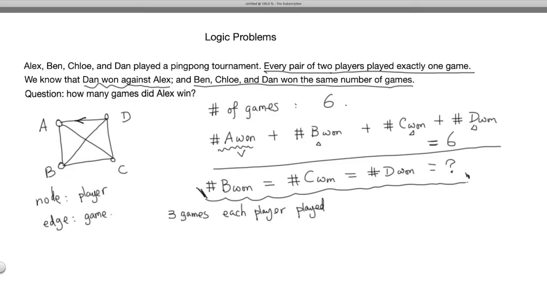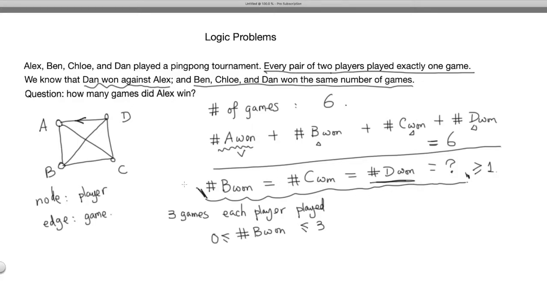So 3 games each player played. That means for every player, you at most have 3 wins, which means the number of games B1 is going to be less than or equal to 3. At the same time, the number of ones, of course, is bigger than or equal to 0. But the fact is Dan won against Alex. So the number of games D1 is going to be bigger than or equal to 1.